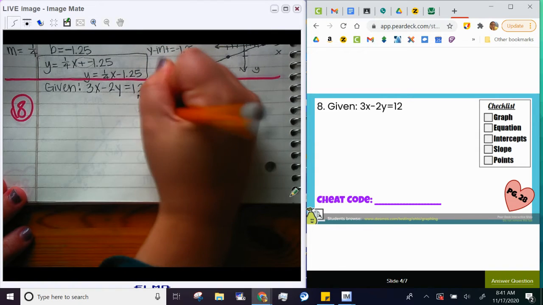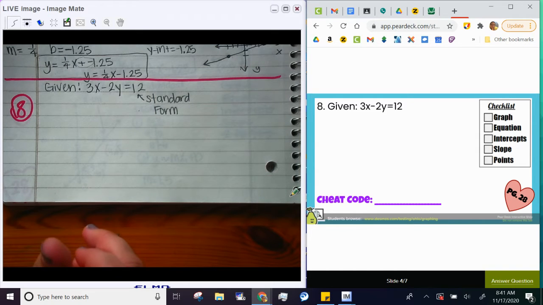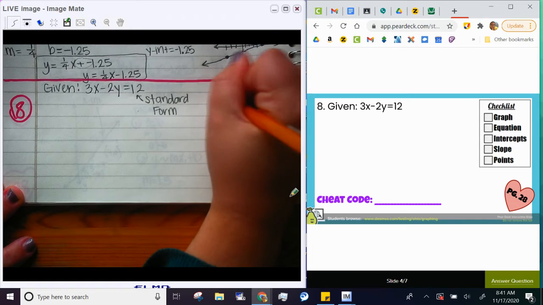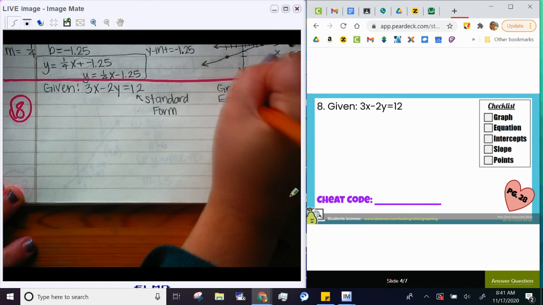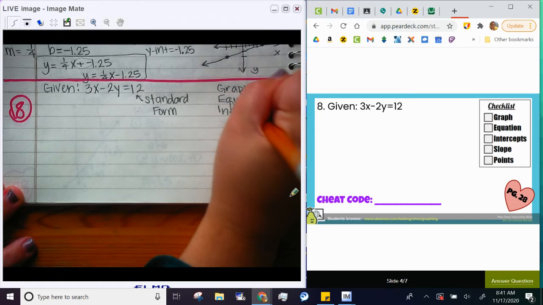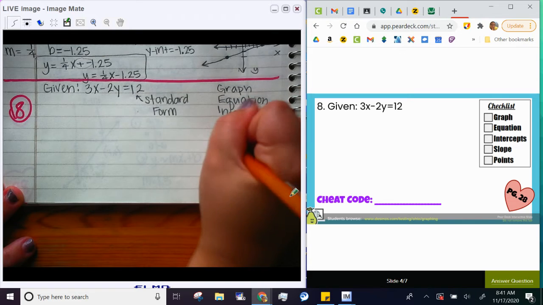Okay, and the sucky thing is the standard form equation doesn't give us a slope and a y-intercept. It just gives us the standard form. So we're not going to have the slope and y-intercept like normal. Okay, so I'm going to write down my list of things: graph, equation, intercepts, slope, and 2 pretty points.